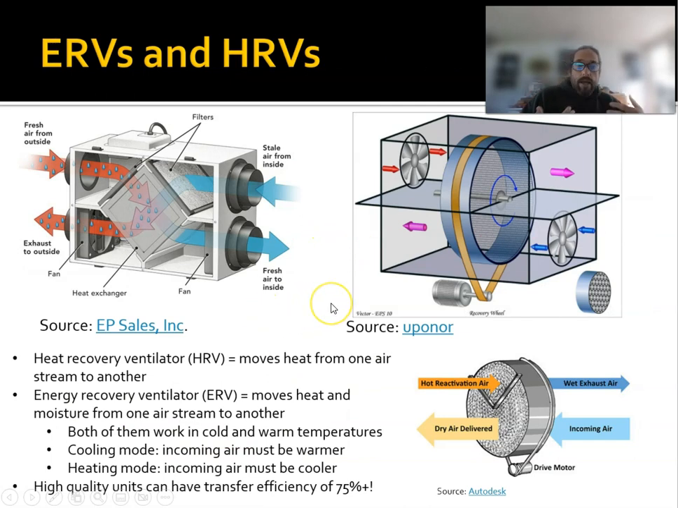There are some ways around some of this, because it does take a lot of energy to cool air down, heat it up, and also to dehumidify. So you can use ERVs and HRVs. An HRV will be here on the left. The way an HRV, or heat recovery ventilator, works, the key to this is the heat exchanger here.